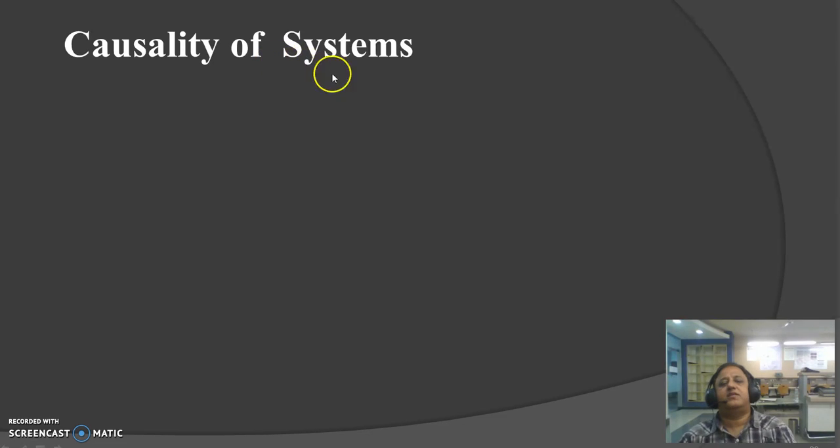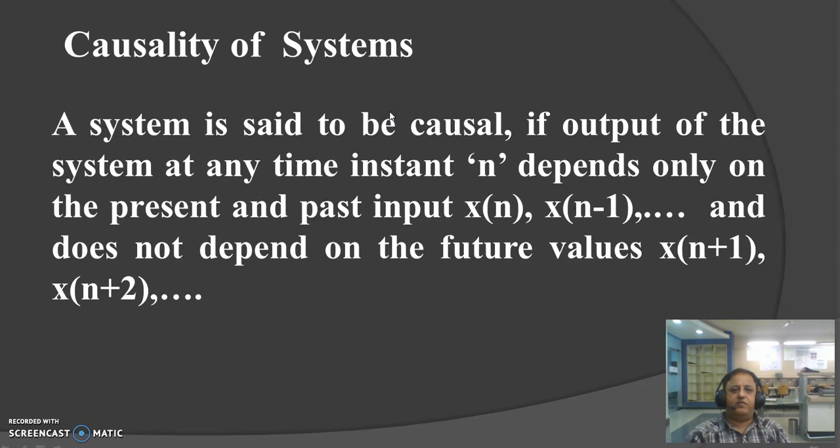Next property of discrete time systems is causality. Now, when would you say it is a causal system? A system is causal if the output of the system at any time instant n depends only upon the present and the past inputs, x[n], x[n minus 1] and so on, and does not depend on future values, x[n plus 1], x[n plus 2], which are yet to come. Then it is said to be a causal system.